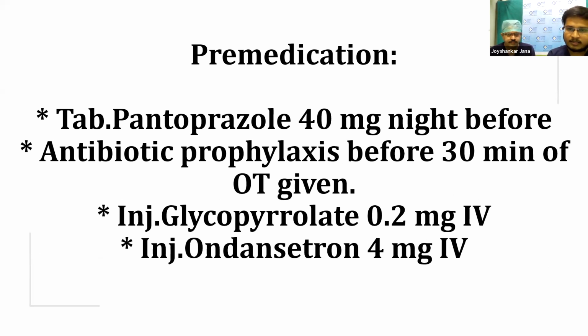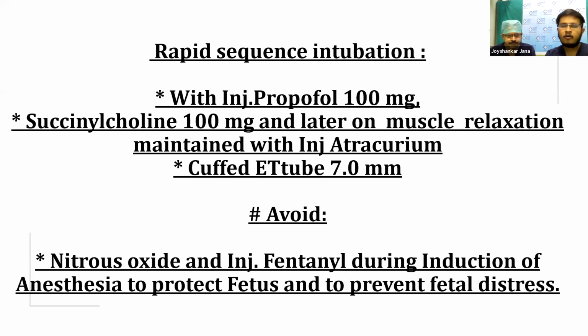Antibiotic prophylaxis is given 30 minutes before the OT. Injection glycopyrrolate and ondansetron are also given. Followed by that, injection propofol 100 mg and succinylcholine 100 mg, and rapid sequence intubation, a smooth intubation with a cuffed endotracheal tube, size 7, is done. After that, once the effect of the succinylcholine is decreasing, we give muscle relaxation with an intermediate dose of injection atracurium.